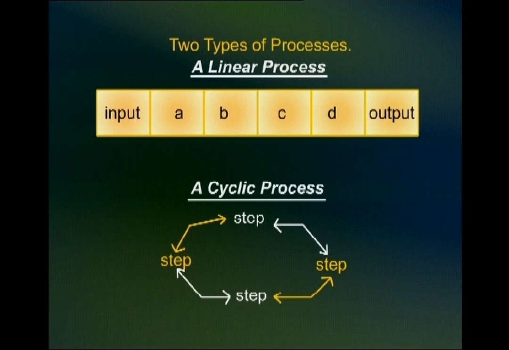As the word cyclic itself tells you, in a cyclic process there is no clear beginning or end, so that the cycle continues. You will see on your screen two diagrams, and these diagrams illustrate the difference between the two types of processes. A cyclic process is described in very much the same way as a linear process, except that it is not always clear where a cycle begins and where a cycle ends.